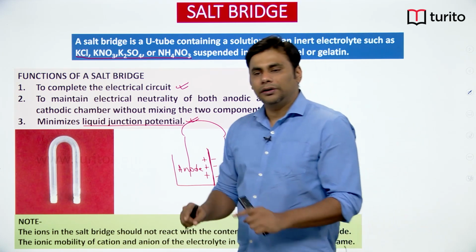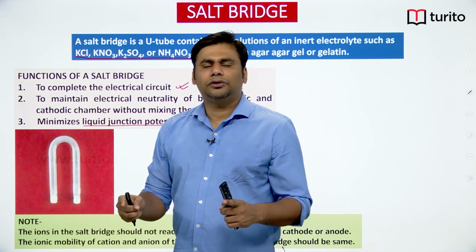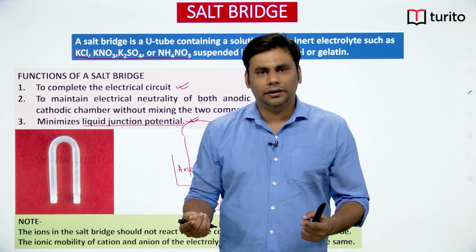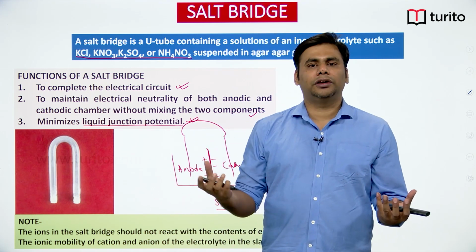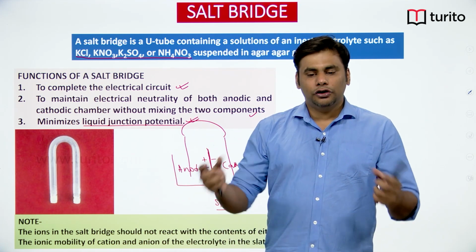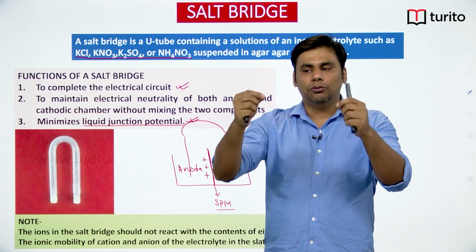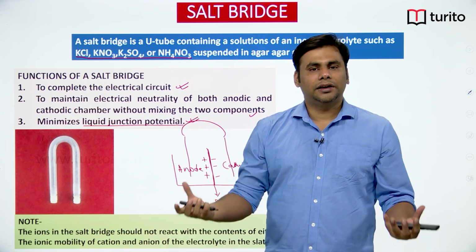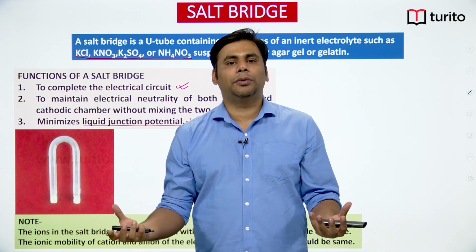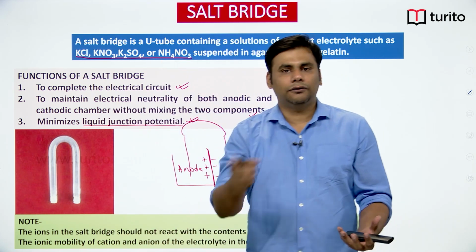Now to pump out, both the cation and anion should have similar mobility, because if one solution is having positive and the other solution is having negative charge, and the salt bridge pumps out at the same rate, both the ions move into these solutions and neutralize them, then both solutions will be neutralized at one particular point, and the flow of current would again start.